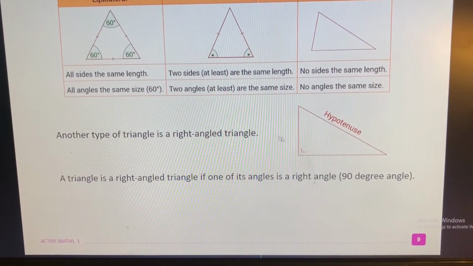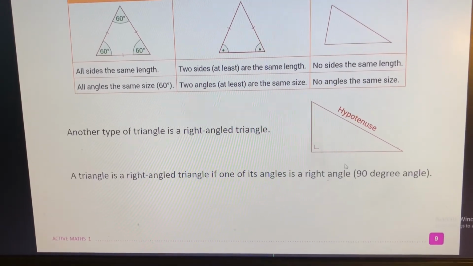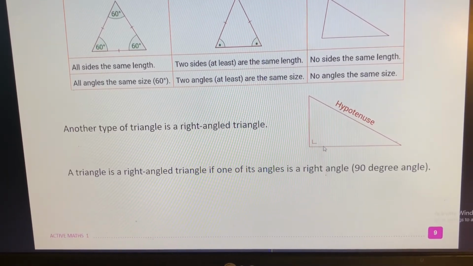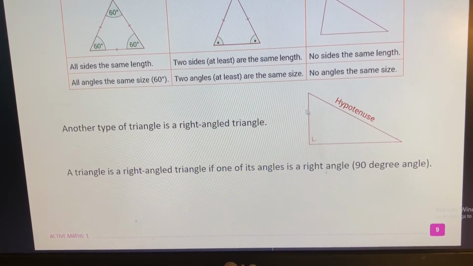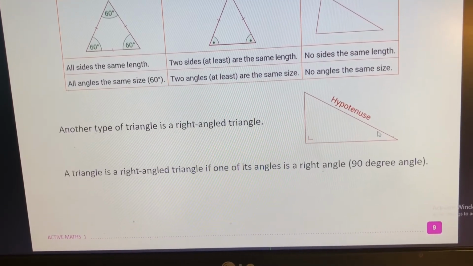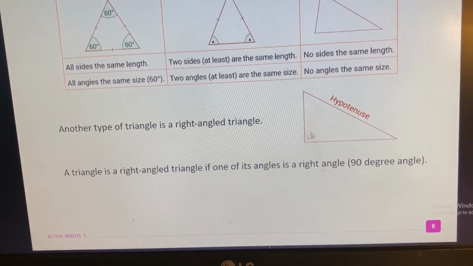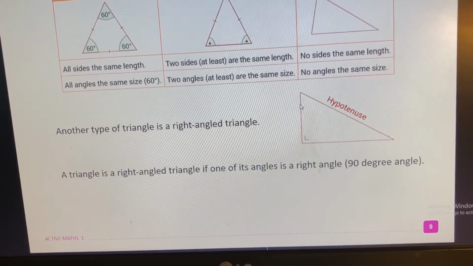Now, a triangle is a right-angled triangle if one of its angles is a right angle, the 90 degrees. But that means that the other two angles could be varying amounts, but together they will add to 90 as well, if all three angles, as we just discussed, must add to 180.